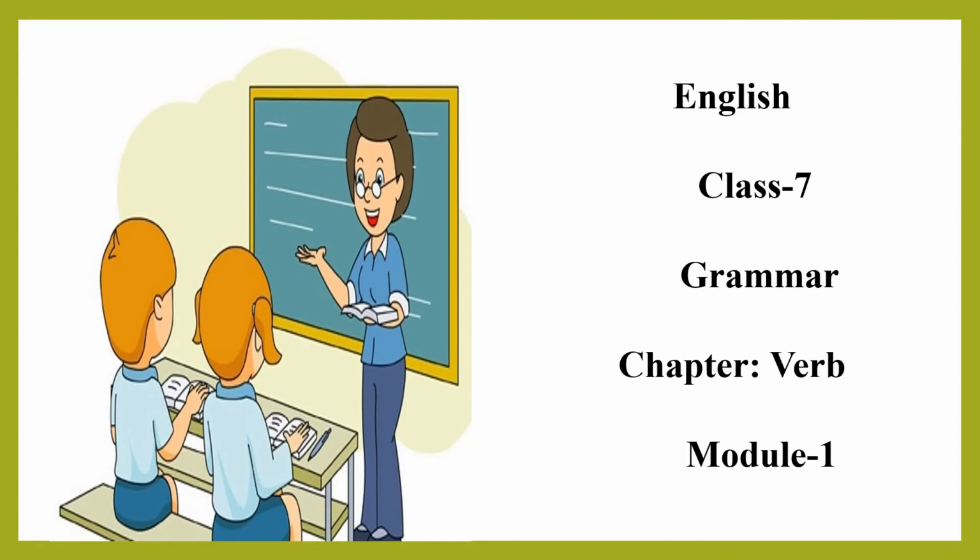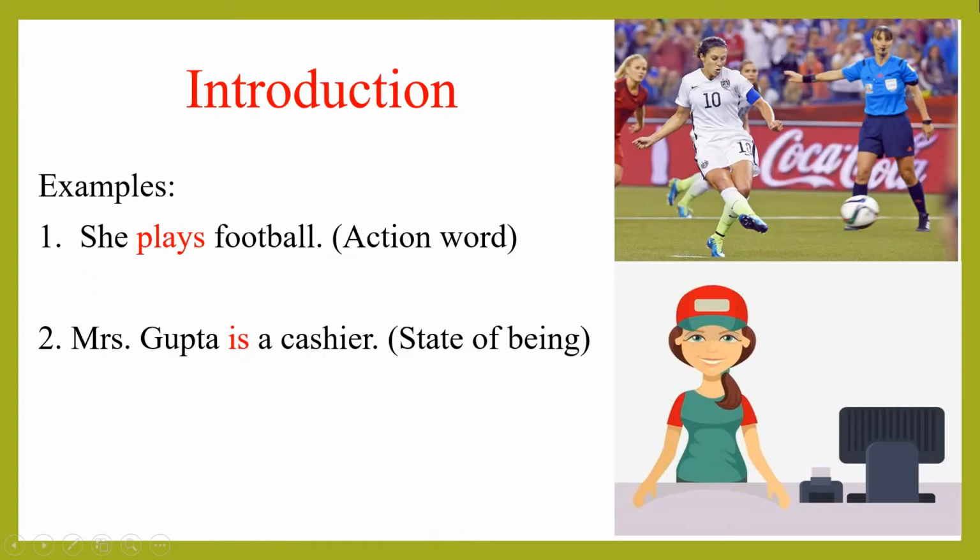Today we are going to learn verbs and their usage with the help of examples and flowcharts. Students, please observe the examples. Example 1. She plays football. Students, here the word plays, in red color, shows an action.